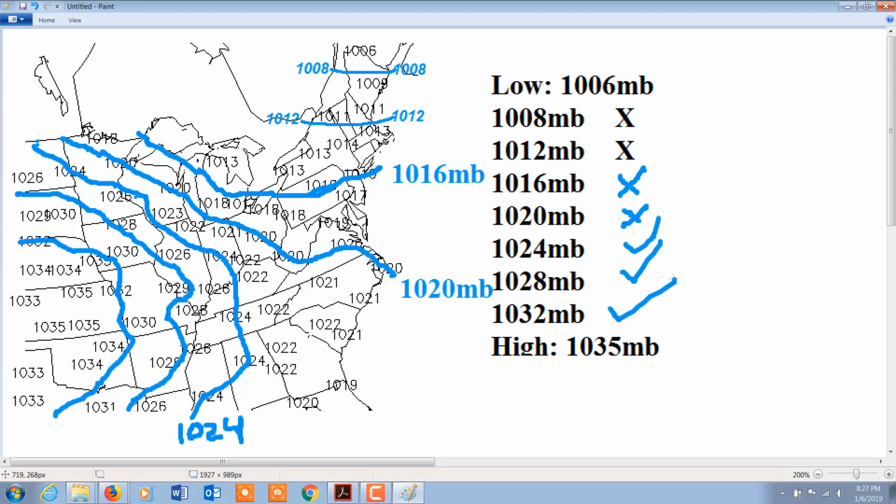Now we have everything. So the other questions left in the introduction section, you're going to have to identify where the winds are the strongest. That's going to be where these lines are packed closest together. That's where the pressure gradient is the highest. And then you'll see some other questions about this. But this is it for this diagram.